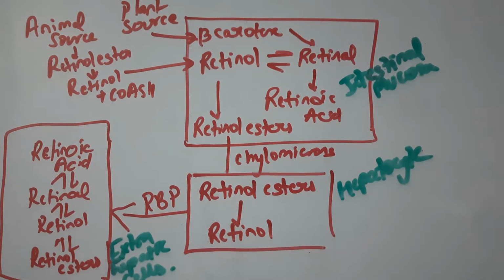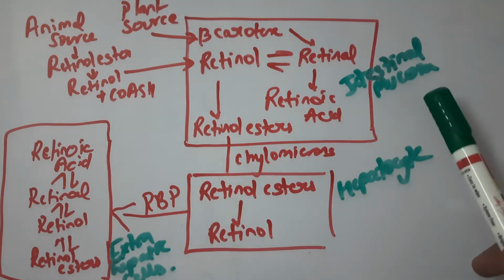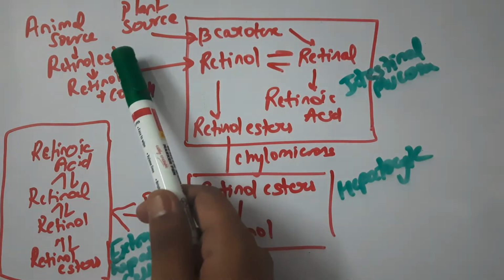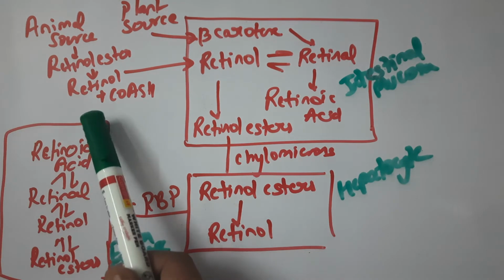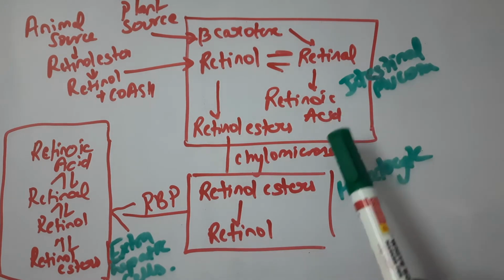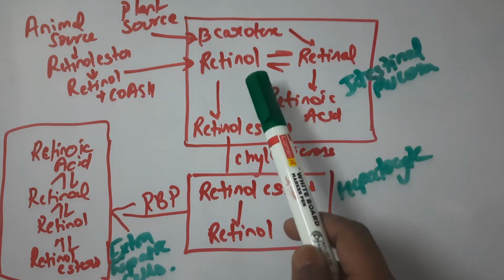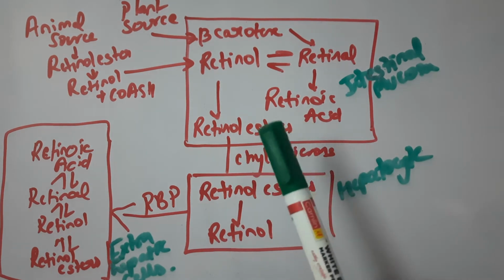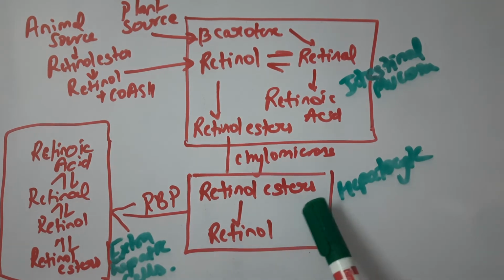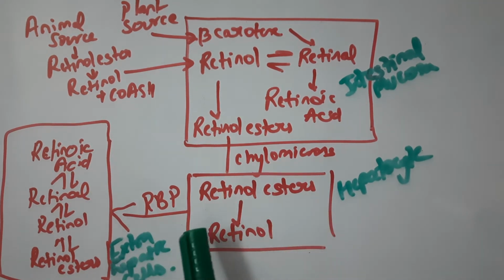If we see the diagrammatic representation, these boxes are the three cells: intestinal mucosa, hepatocyte and extrahepatic cells. Now we can have beta carotene from plant source, or from animal source we can have retinol. These will be absorbed by the intestinal mucosa and they will either transform into retinal and retinoic acid or into retinol esters. And retinol esters can be transmitted by the chylomicrons to the hepatocytes. Then from here, via retinol binding protein, it will be transmitted to the peripheral tissues.